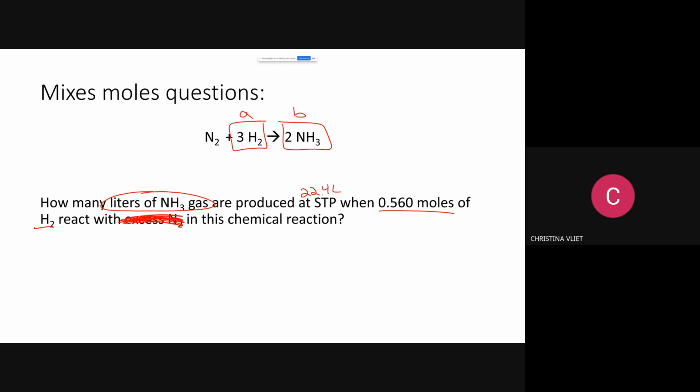So, make a pathway. Remember, this is the thought process. This is how we're going to get from where we start to where we end. Where are we starting in this question? Moles of H2. And where do we seek to get to? We want to get to the liters of NH3.